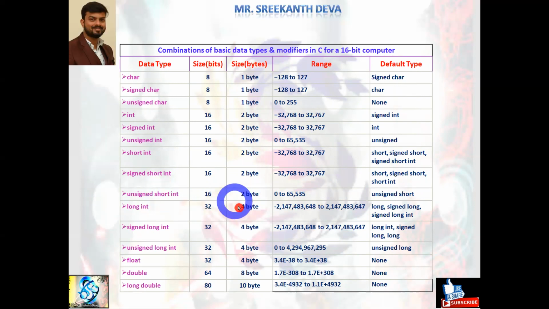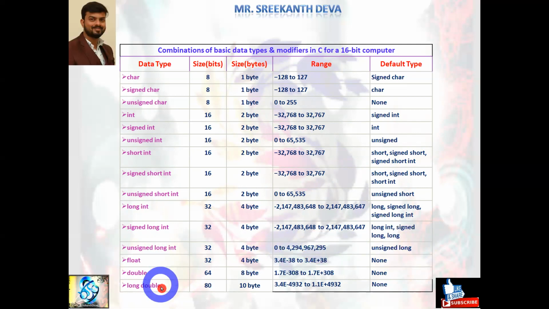Unsigned short int occupies 2 bytes of memory, 0 to 65,535. The default type is unsigned short. If you go with the long int type, it occupies 4 bytes of memory. This is the range. The default type is signed long int. Signed long int occupies 4 bytes of memory. So this is the range. The default type is long int, signed long and long. Unsigned long int is 4 bytes of memory. This is the range. The default type is unsigned long.